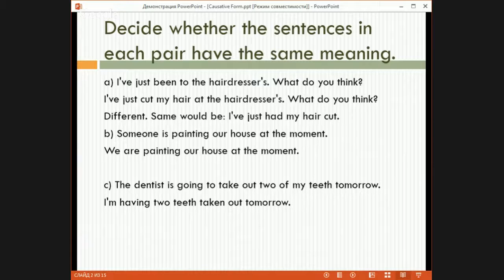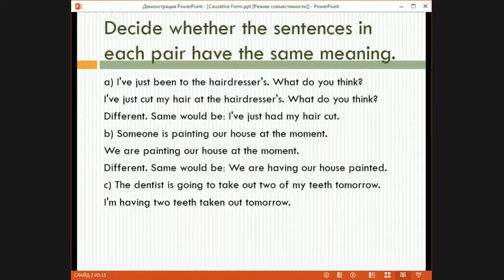Someone is painting our house at the moment. It's a service. We are painting our house at the moment. There is no service. We are doing it by ourselves. So it is different. The same would be, we are having our house painted.